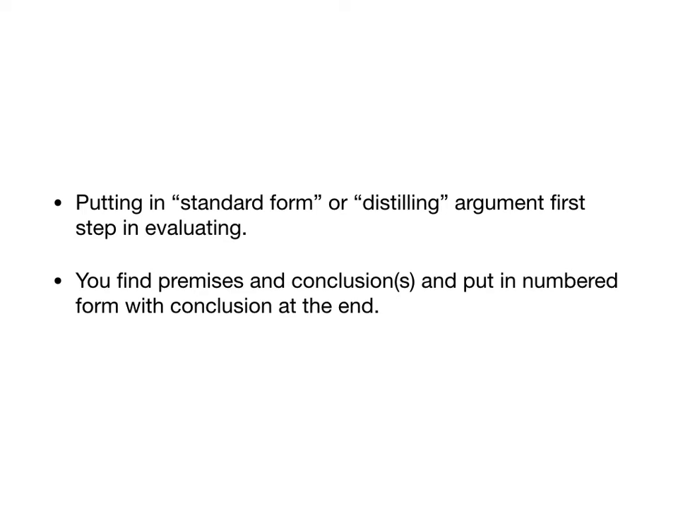And probably the simplest, and the first step you really want to do a lot of times when you want to evaluate any argument in detail, is to put the argument in standard form. You'll also hear this sometimes called distilling the argument. So how do you do this? You find the premises and the conclusion, or conclusions. Every now and then an argument will have more than one conclusion. That's a little bit rare, but it does happen. We won't really do arguments like that, but just be aware they exist. So you find the premises and the conclusion, and you put it in a numbered form with the premises first and the conclusion at the end.